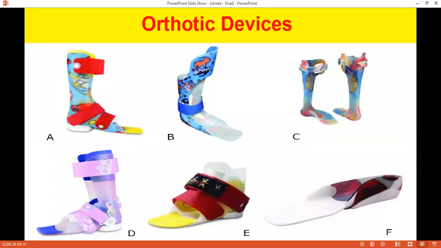Some of the orthotics, especially the solid AFO. AFO means ankle foot orthosis, which will help to reduce contracture and deformity, especially at the ankle joint.